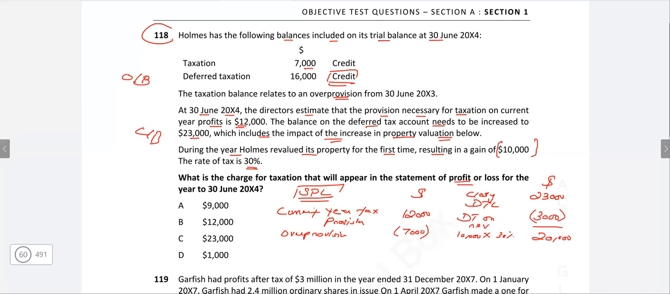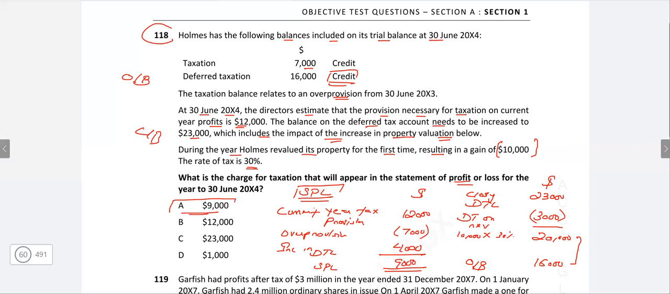Now compare it with the opening balance. The opening balance of the deferred tax liability is 16,000. So we see there is an increase in the deferred tax liability of 4,000. So an increase in deferred tax liability is recorded as an expense of 4,000. So you get the figure which goes to the statement of profit or loss. 12,000 plus 4,000, 16,000 minus 7,000 gives you 9,000. So 9,000 is the figure that should be reported in the profit or loss.